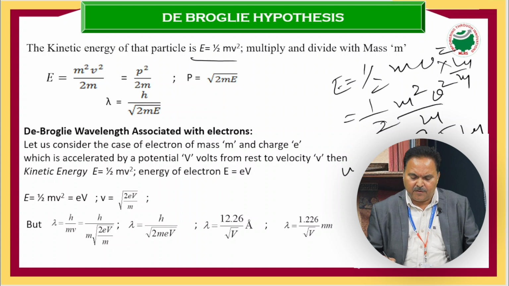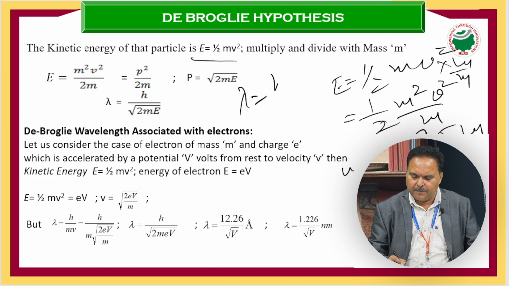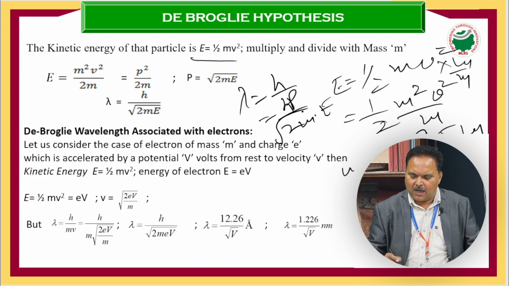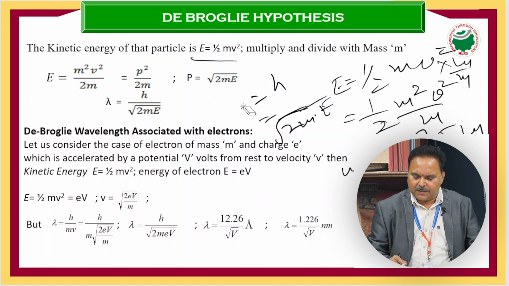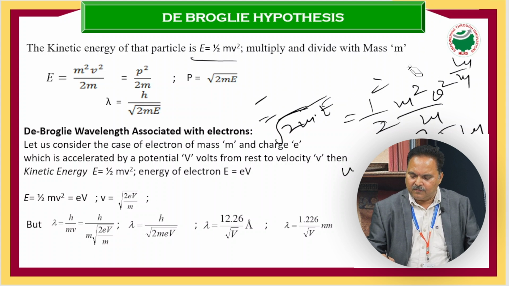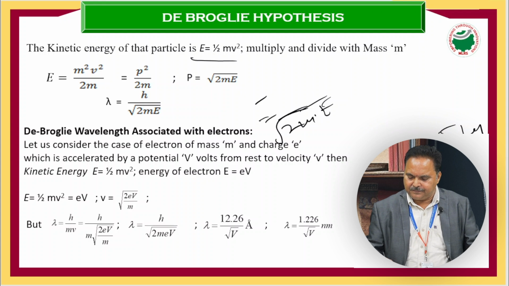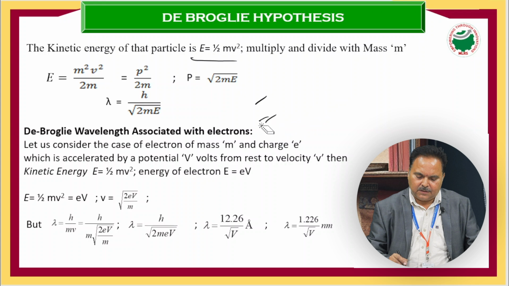This p we will substitute in the de Broglie equation, where lambda is equal to h by p. So lambda is equal to h by root of 2mE. This is another equation related to energy, the de Broglie wavelength. So this is the second equation in the de Broglie hypothesis.